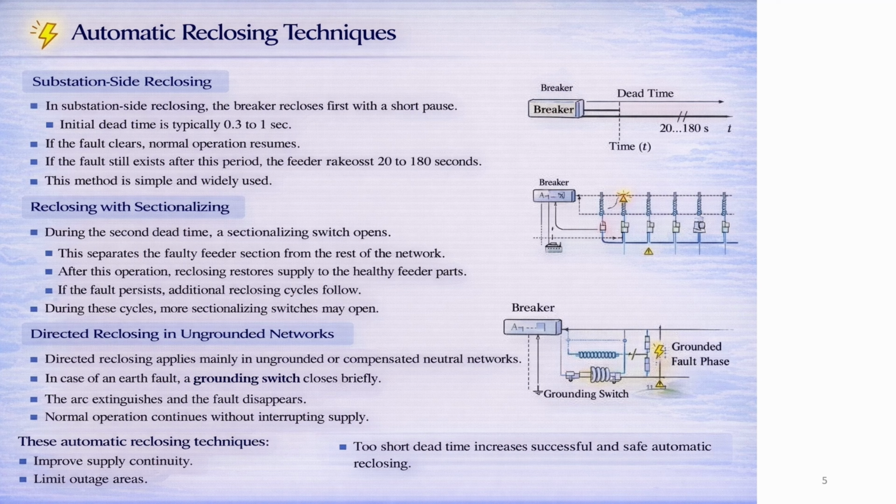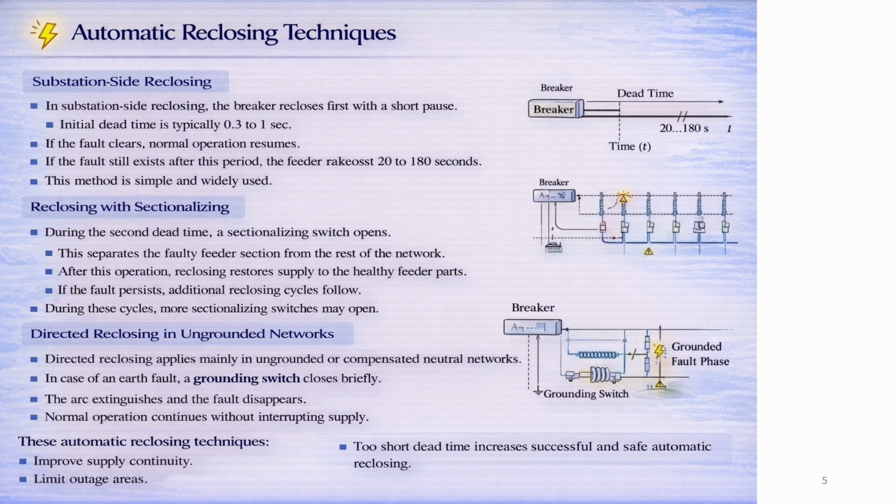Directed reclosing applies mainly in underground or compensated neutral networks. In case of earth fault, the grounding switch closes briefly. This connects the faulty phase to earth. The arc extinguishes and the fault disappears. Normal operating condition is restored without interrupting supply.